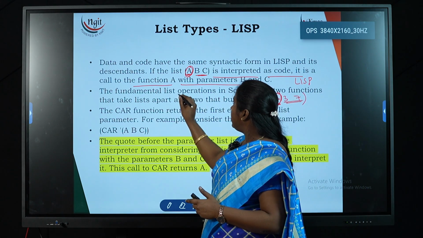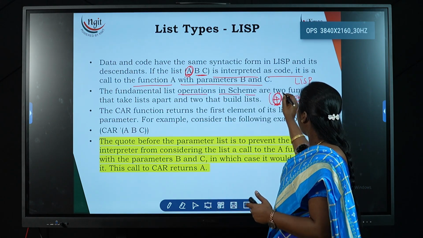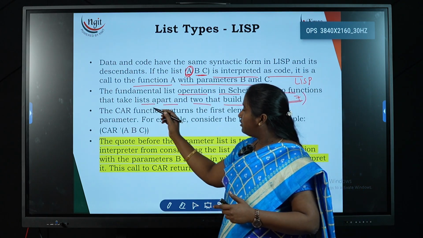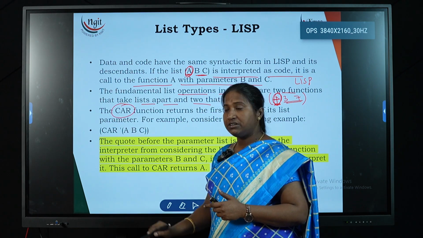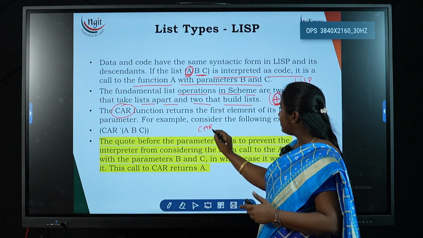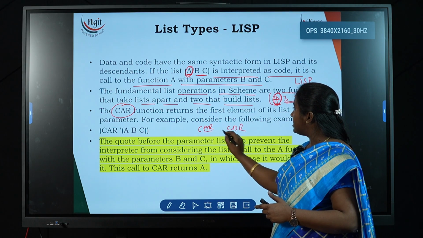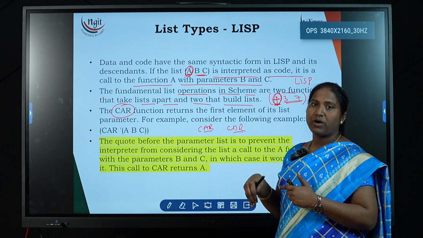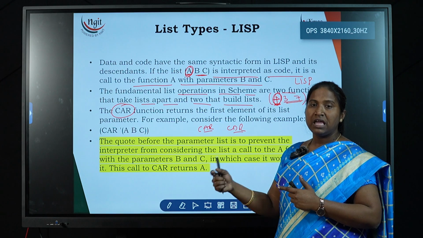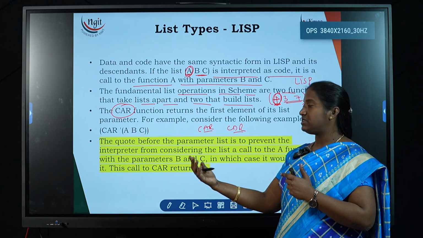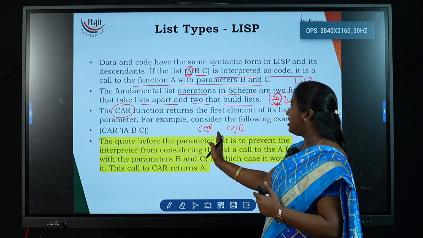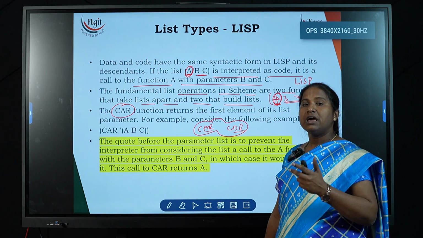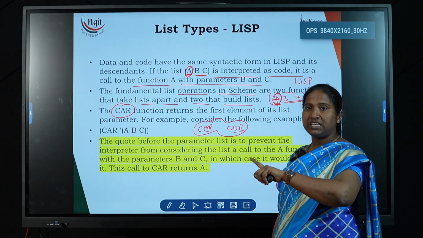Now, the fundamental list operations in Scheme are 2 functions that take a list apart and 2 that build a list. Those functions are CAR function and CDR function. So these are the functions. If you want to return the first attribute, we will use one function name. If you want to return the other 2 parameters, we will use the other one. Now let's differentiate these two. Even this is important for your end semester examination. Write the syntaxes of CAR and CDR.